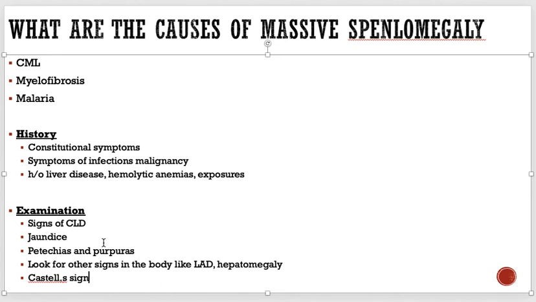So basically, Castell's sign is used to see whether there is any splenomegaly or not. Again, YouTube is the best way to see Castell's sign. But when the patient is in supine position, first of all, we ask the patient to do full inspiration. Basically, when they do inspiration, of course, the lungs come down, and then we ask the patient to go into full expiration. So while the patient is doing full inspiration and full expiration, we keep on percussing the lowest intercostal space, that is the eighth or ninth intercostal space, in the left anterior axillary line.